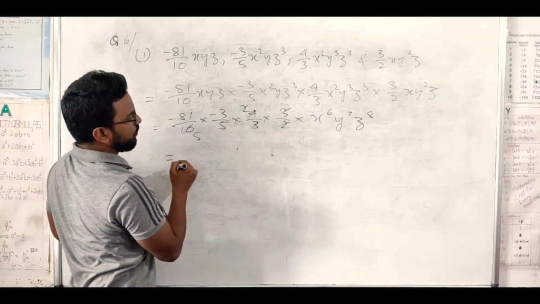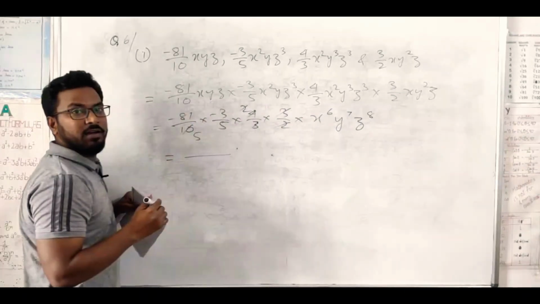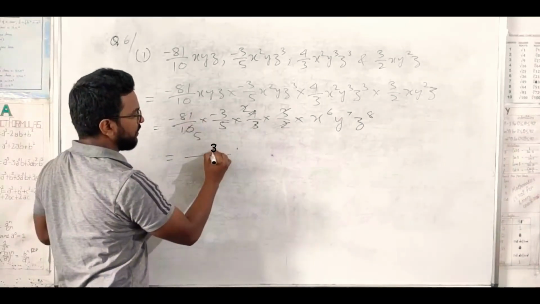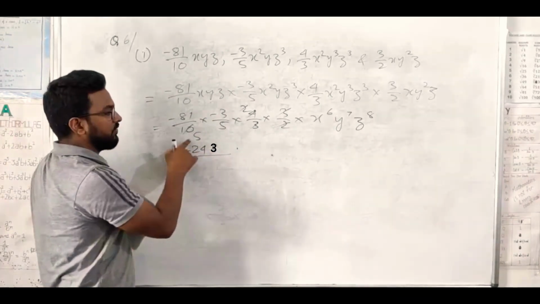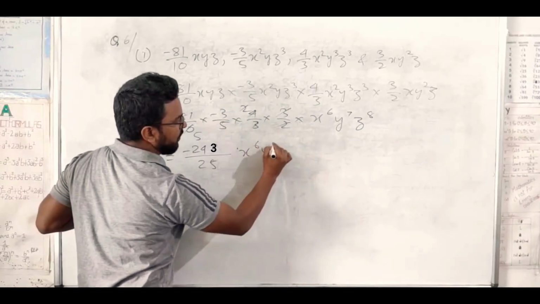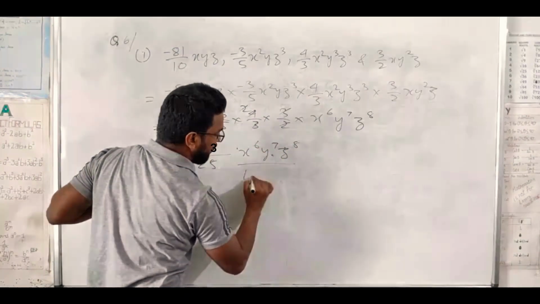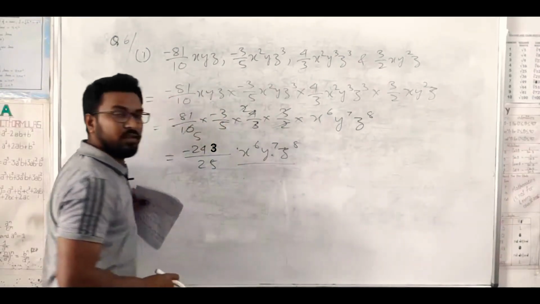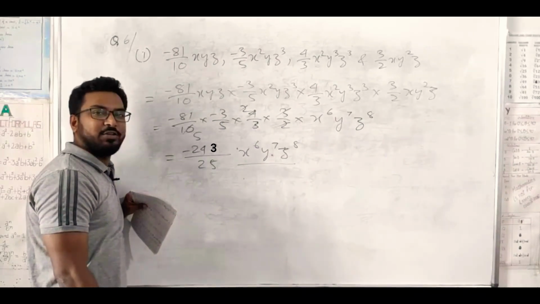Okay, so if you multiply, how much will you get? Minus minus will become plus. So 3 1s are 3, 3 4s are 12, 8s are 24. Sign will be minus. 5 5s are 25, and this will be x to the power 6, y to the power 7 and z to the power 8. So what will be the literal value? The literal value will be x to the power 6, y to the power 7 and z to the power 8.